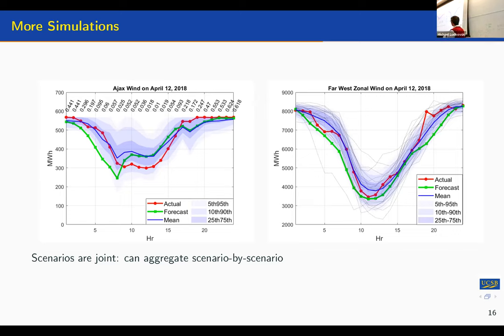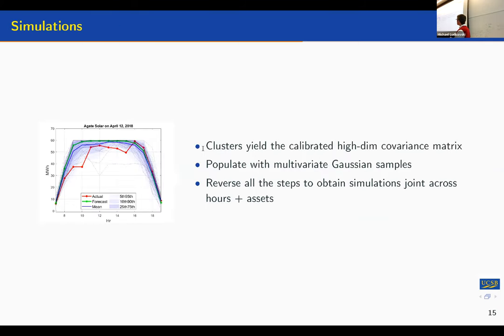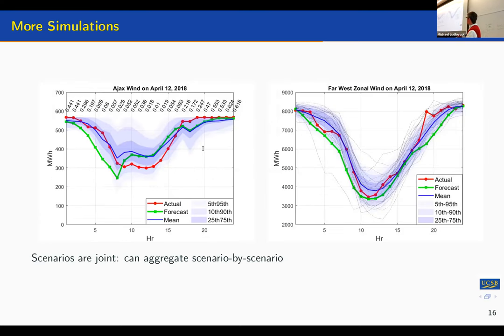Now, again, what we produce are joint scenarios. We have 1,000 scenarios, sorted and matched up across assets. You cannot see it, but scenario one here is exactly the same scenario as scenario one here. They're matched up. They're joint. So then I can just add them up, for example, to get the total generation, let's say, for wind in the far west zone. The far west is about 50 assets.